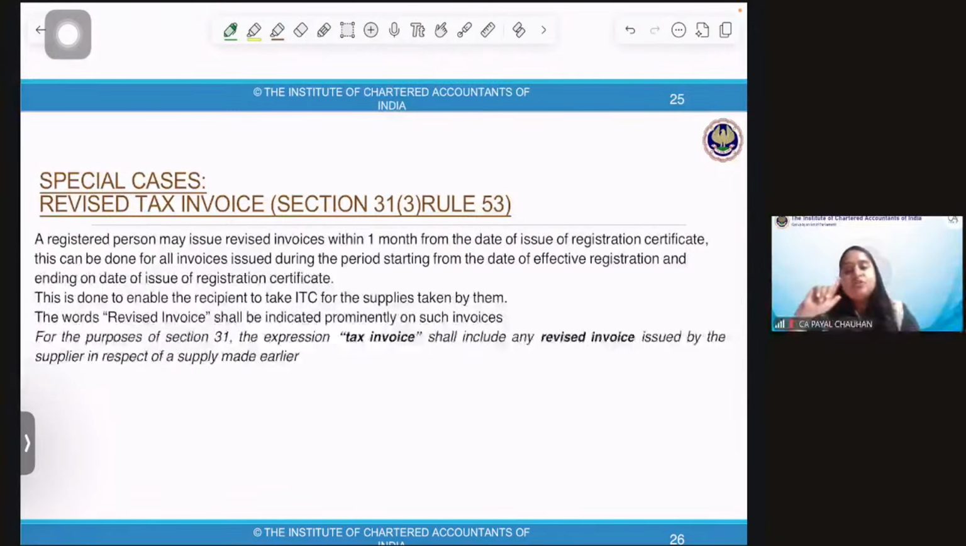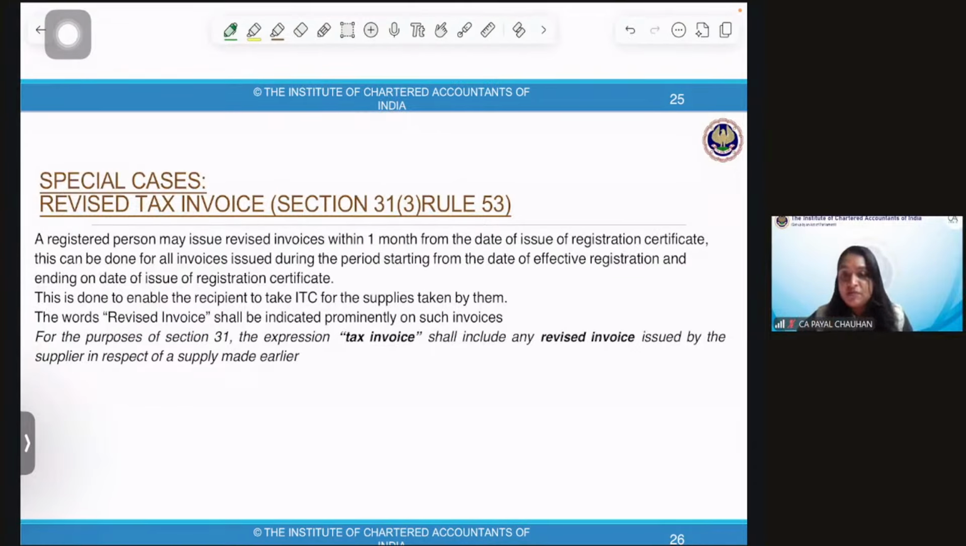Okay. I got the registration certificate on 2nd November. So for the time period between 1st October and 2nd November, what do I have to issue? Perfect. Revised tax invoice. What is the motive behind issuing a revised tax invoice? Very good, to let the recipient claim the ITC.